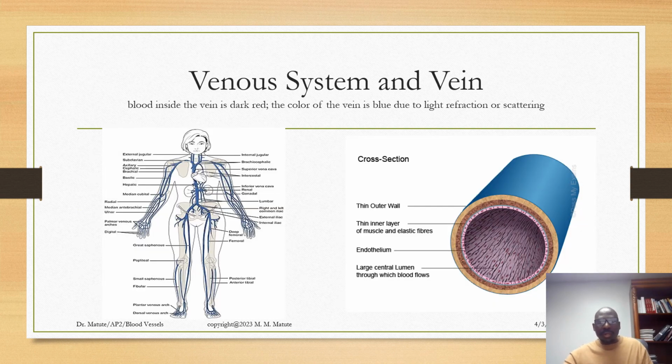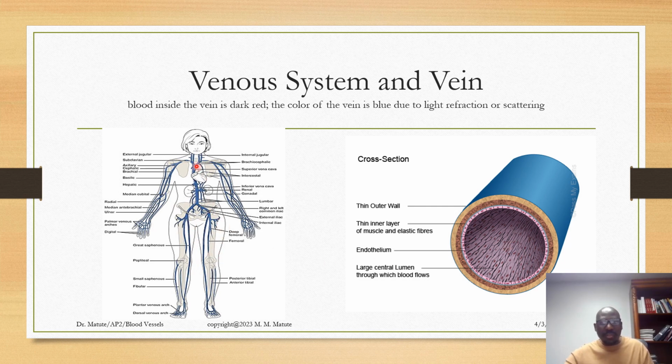Now, if you look at what we said earlier on, the veins look bluish outside. That's due to the refraction of light. If you look at the anatomy carefully, as compared to the arteries, the walls are relatively thinner, and the lumen is relatively larger. So this is a diagram of the venous system.